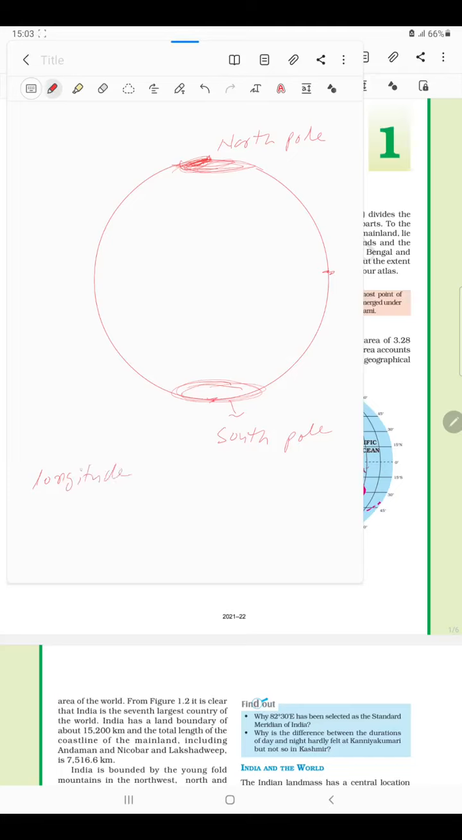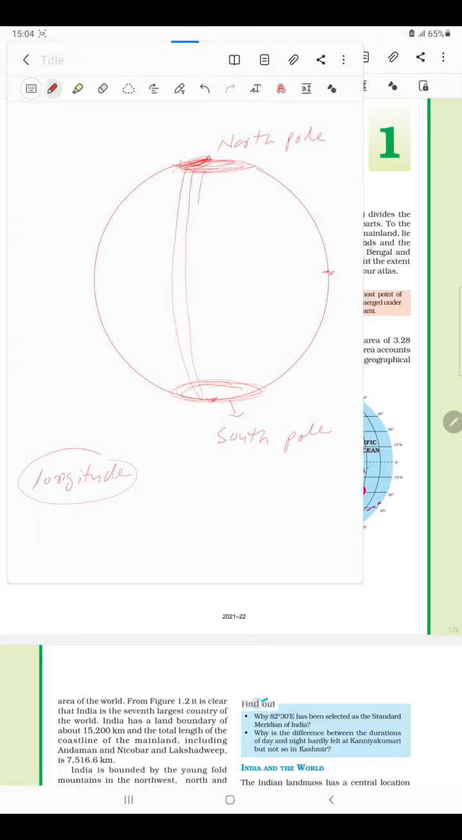Longitude and latitude both are imaginary lines drawn on the globe. This is not an exact line drawn on the world. It is only drawn on the globe to know the location. So these are imaginary lines on the earth. Longitude is the imaginary line which runs from the North Pole to the South Pole.